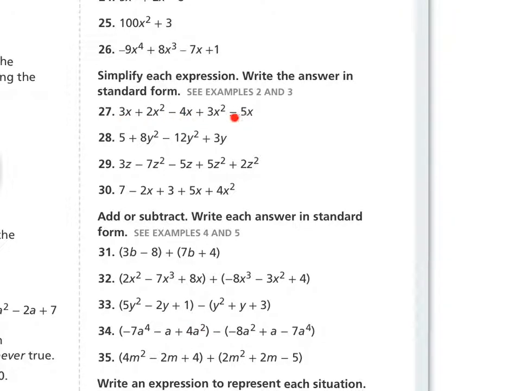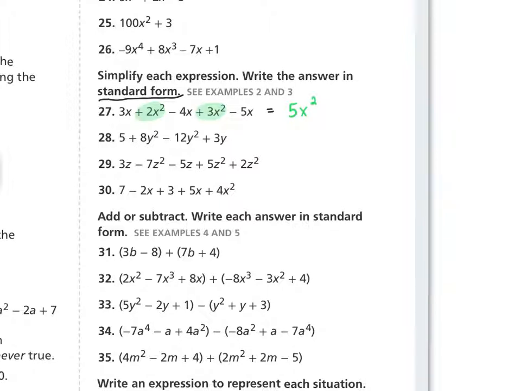So let's just take a look at number 27 here, standard form. The key thing about standard form is that we start with the highest exponent. For example, we might start with x cubed, then go down to x squared, then x to the 1, and then x to the 0, which is technically a constant. So let's see, what's the highest exponent here? Well, the highest exponent I see is a square. So I see two of them. So that means I'm going to start by adding those together. So I get 5x squared.